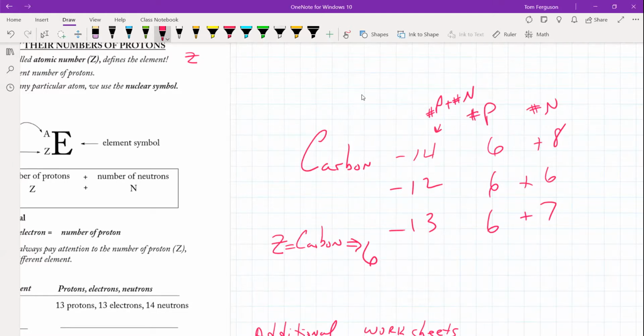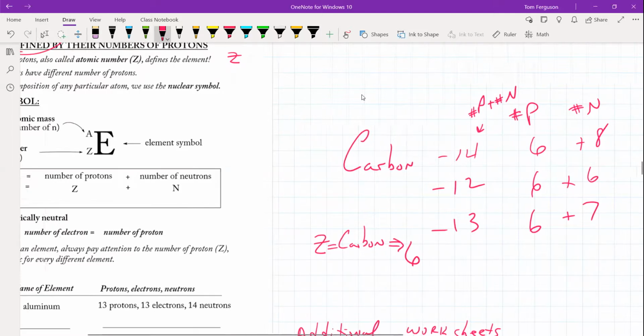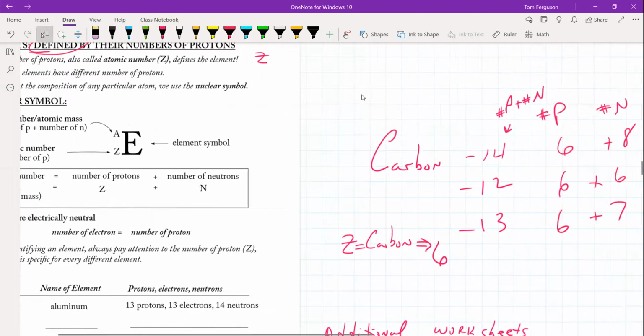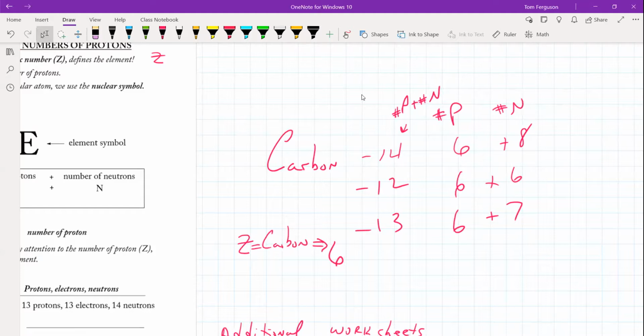Now, some isotopes are more stable than others, hence you'll find them in nature. For example, there's more carbon-12 in nature than carbon-14 by quite a bit. So you'll see more carbon-12 running around than carbon-14. Okay, so does that make sense, when you say carbon-14, how many protons and how many neutrons? We're going to be doing this a lot in this chapter.